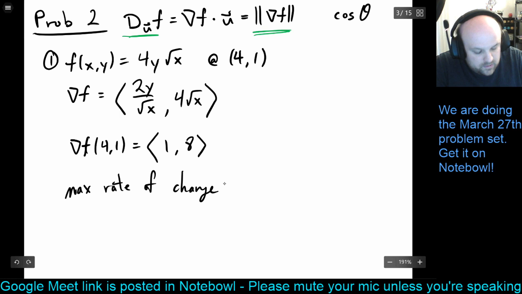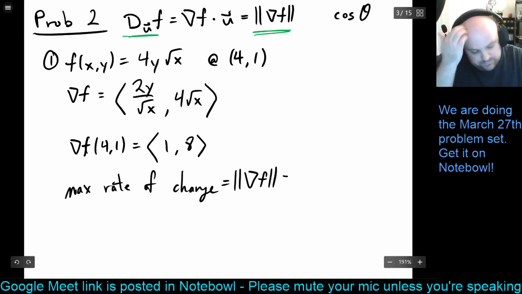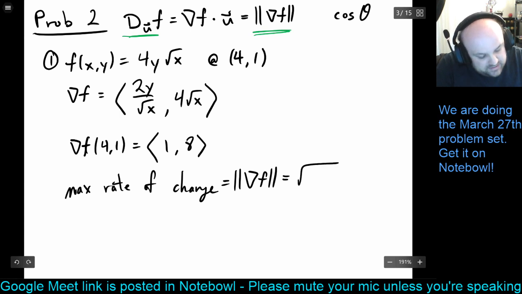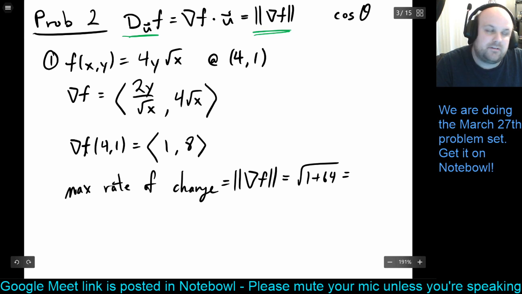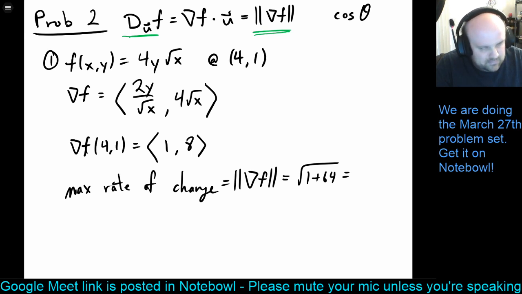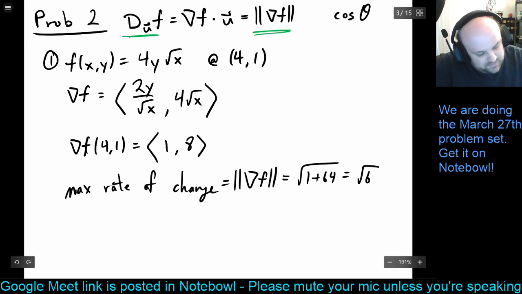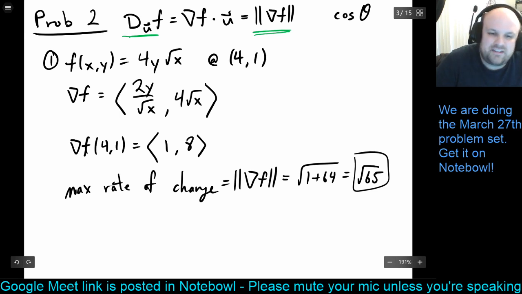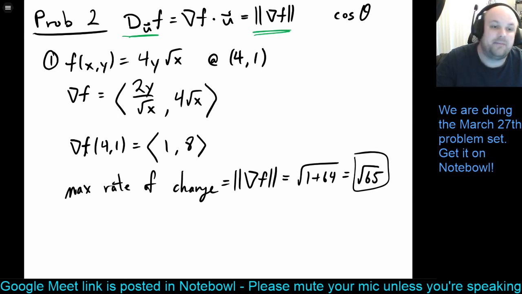this is always just the magnitude of the gradient. And this is square root of 1 plus 64. Let's see, square root of 65. That's 5 times 13, so okay. That's as good as it's going to get. There's no way to simplify that square root. Right? So this is really all there is to it. You just find the gradient, evaluate it at the point, and take the magnitude.